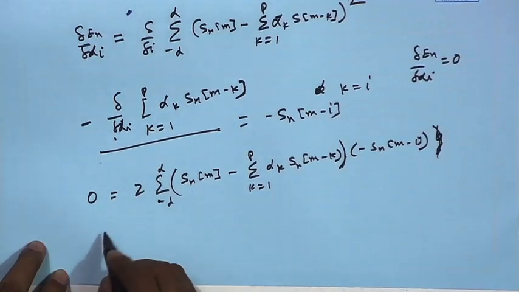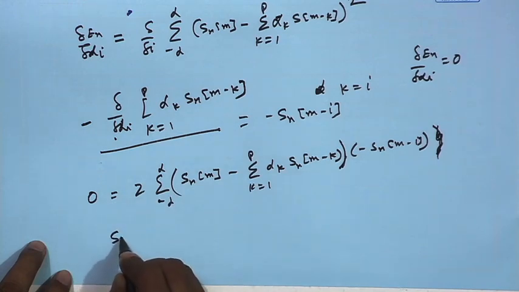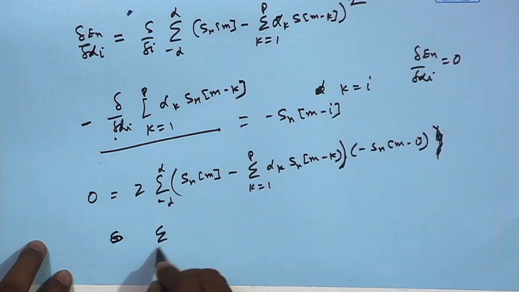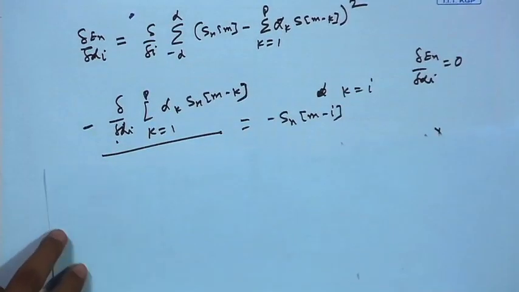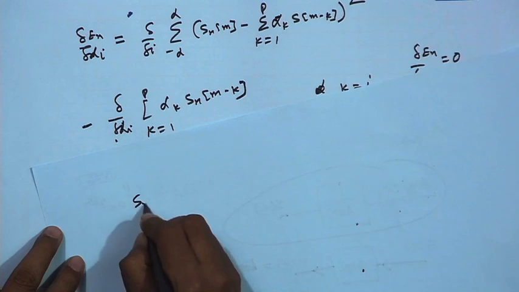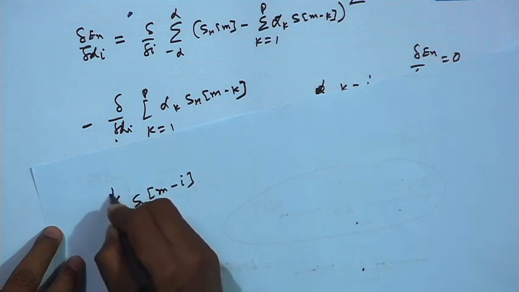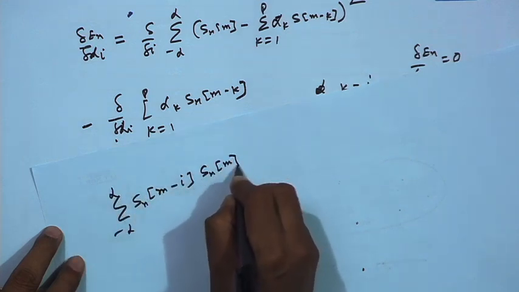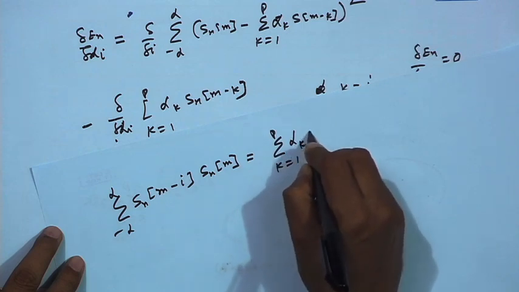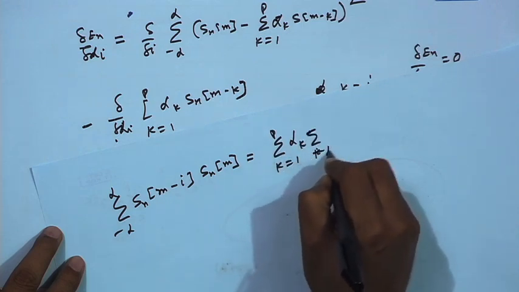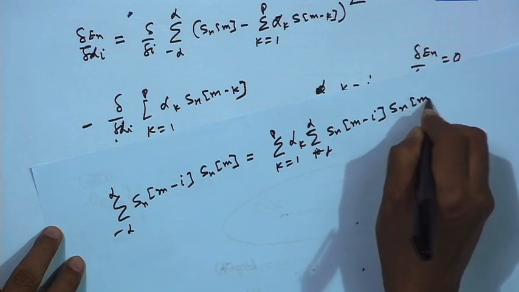Okay. So, I can say phi, now if I just come out this side, sum over n from minus infinity to infinity, okay, I will take another paper, let us take this one. So, I can say sum of S n m minus I into S n m is equal to sum over k equal to 1 to p of alpha k, sum over n from minus infinity to infinity of S n m minus I into S n m minus k.